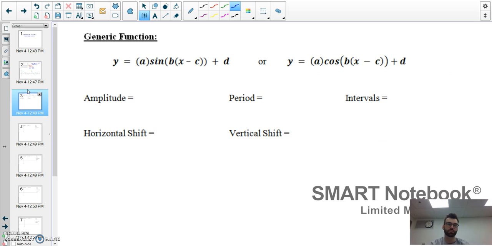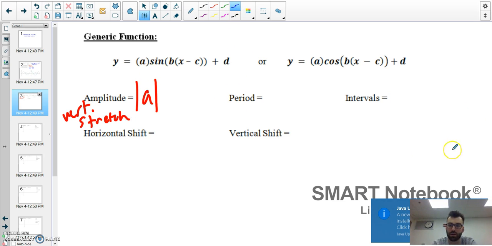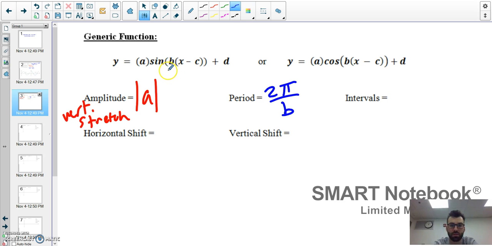Let's talk about our generic function again. Let's revisit this. Prior to this, we've talked about our amplitude, which is the absolute value of our A value. Remember, this is a vertical stretch or shrink, depending on what the number is. To find our period, remember, we do 2 pi over our B value, and this is a horizontal stretch or shrink.